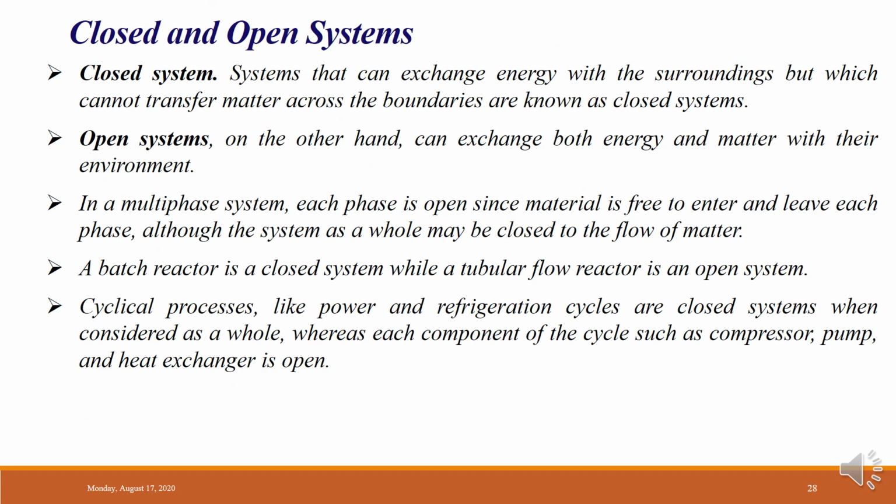Now the closed system, which you must have already studied. A closed system is a system that can exchange energy with the surroundings, but cannot transfer matter across the boundary. Very simple: energy can be transferred, matter cannot. In an open system, both can be transferred; it can exchange matter as well as energy. Some examples: a batch reactor is a closed system, while a tubular reactor, where there is flow with continuous input and output, is an open system.